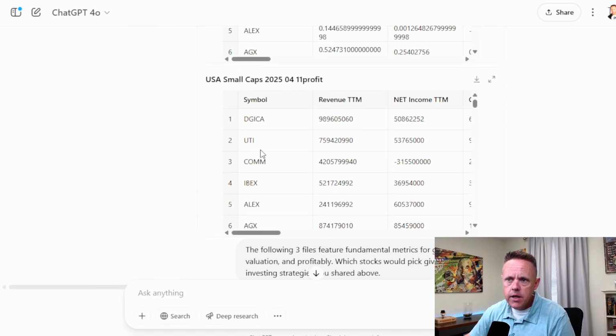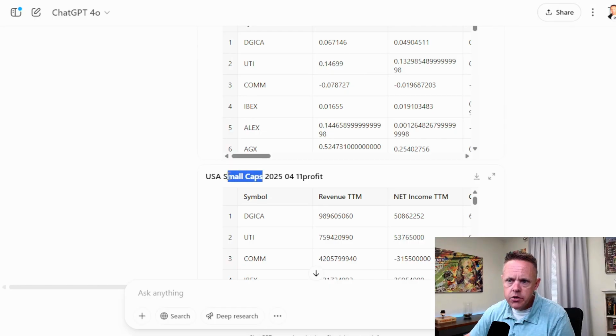Which is why I like taking the small caps, having the Seeking Alpha data for just straight small caps. Who cares what the sector is? Who cares what the industry is? I'm just going to load up Seeking Alpha's top small caps into here. And you do some work and let me know what you find out, ChatGPT.